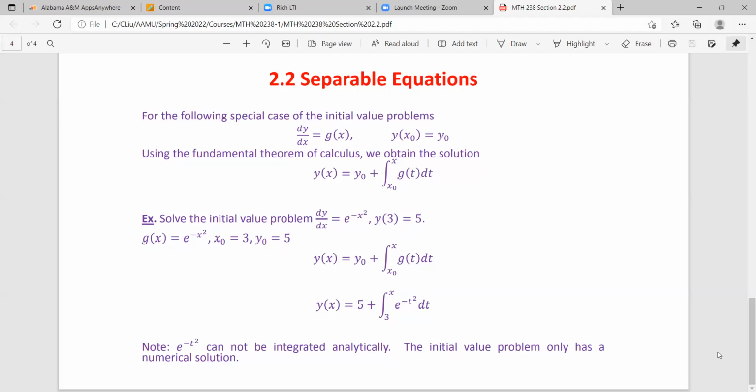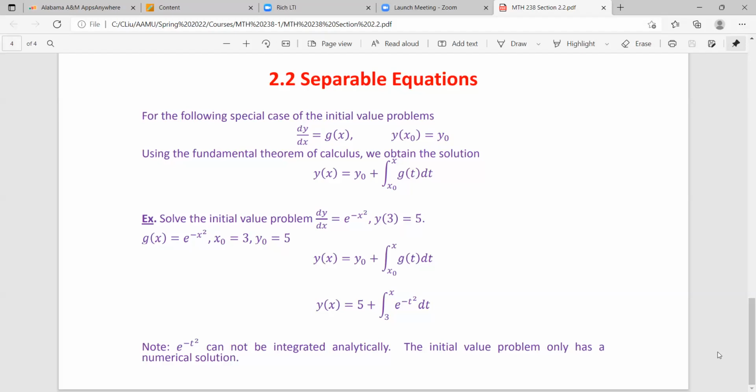Okay, so that's this example. Any questions from this section? Okay, so I guess we just finished 2.2 separable equations. The strategy to solve separable equations is straightforward, even though sometimes they might not be so easy to integrate. You have to know how to integrate. Okay, but the principle is simple.